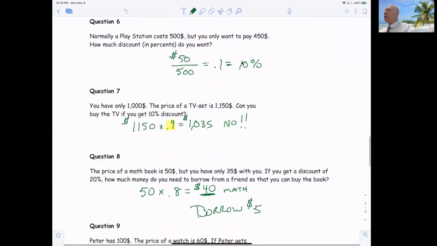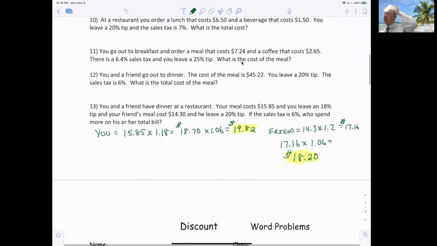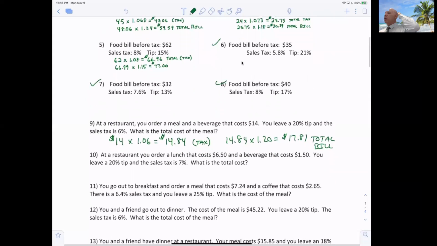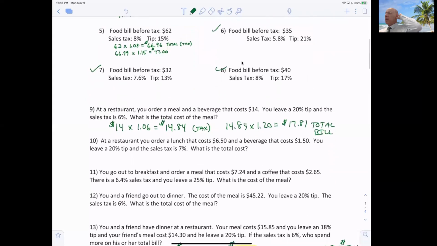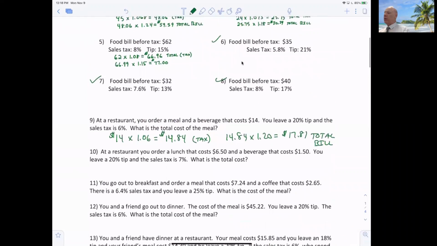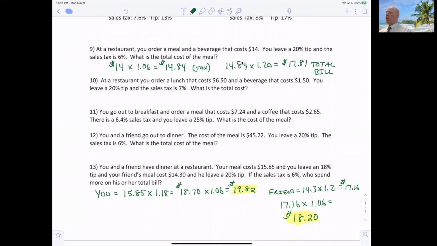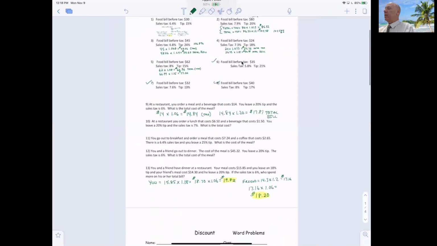All right, so now your job, listen to me. I'm glad we did those discounts. I need everybody, tomorrow I'm going to check. I want everybody to do all the other ones. There's 1, 2, 3, 4, 5 more problems you have to do. On the tip side, the tax and tips. Everybody with me?